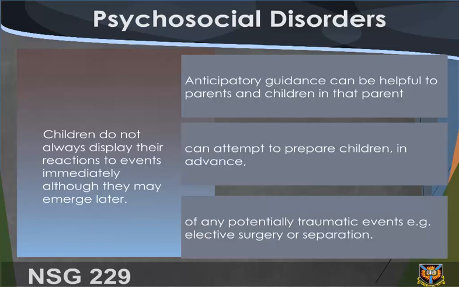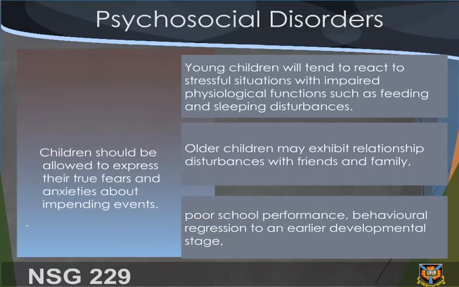Anticipatory guidance can be helpful to parents and children in that parents can attempt to prepare children in advance of any potentially traumatic event, e.g., elective surgery or separation. Children should be allowed to express their true fears and anxieties about impending events.